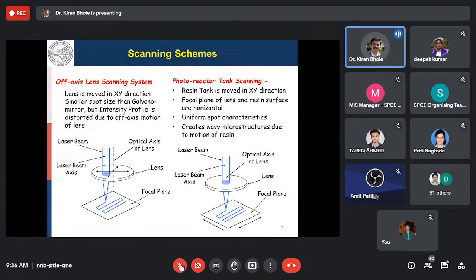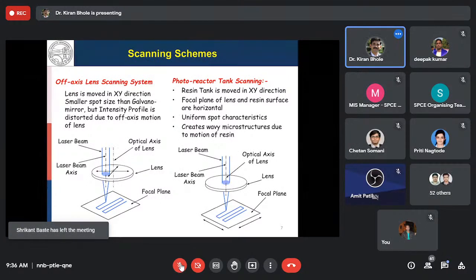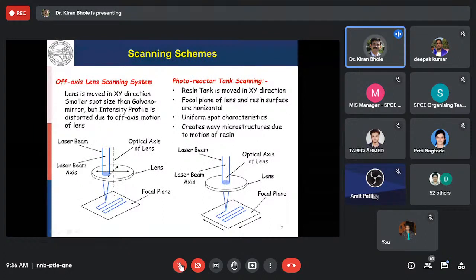The third scanning scheme is the off-axis lens scanning scheme. So we have a laser here. Rather than the mirrors, what we are doing is moving this particular lens. The lens is moved in the x and y direction, and when the lens is moved in the x and y direction, again the problem is that the intensity profile is distorted due to the off-axis motion. The intensity profile will not remain constant. The intensity profile will be perfect when the laser beam is centrally at the lens and then focused onto the free liquid surface.